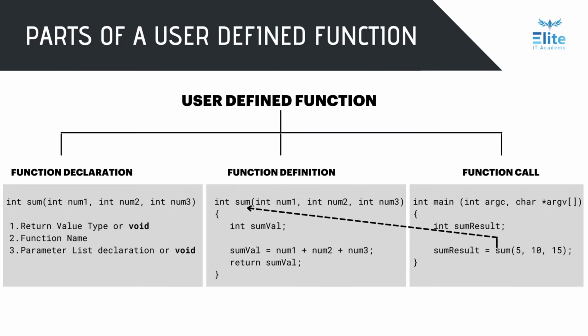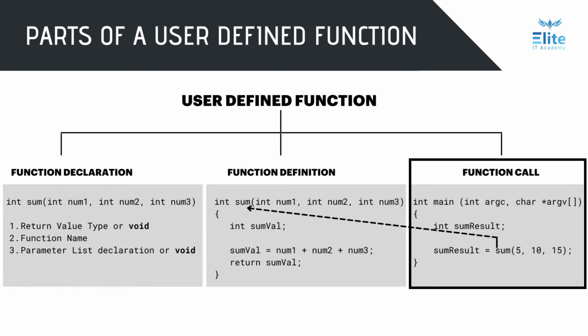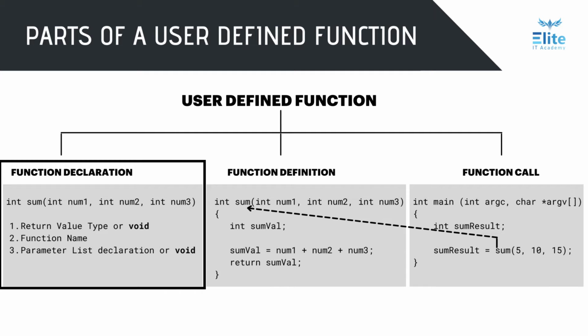Now, user-defined functions have three components: the function declaration, the function definition, and finally the function call. The function declaration is also called the function prototype or the function signature. It declares the return value, name, and parameter list in parentheses.